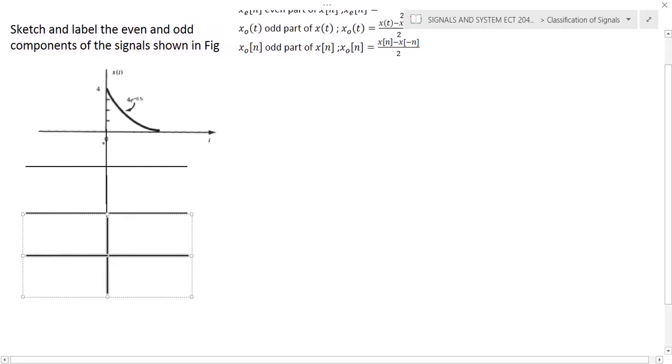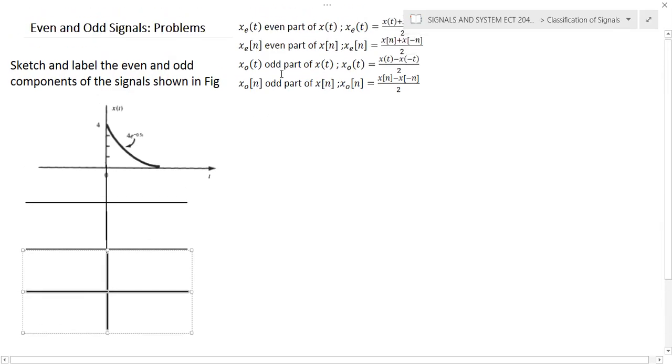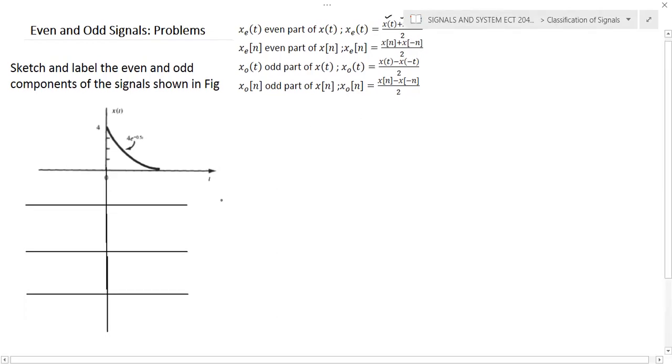Now we have got x of t. To find xe of t, the even component, we require x of t and x of minus t. So we have x of t. Now we need x of minus t. We can simply draw it by using its mirror image about the vertical axis, so we'll get a waveform like this.